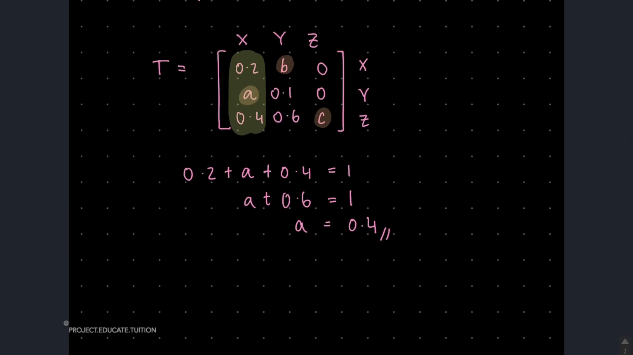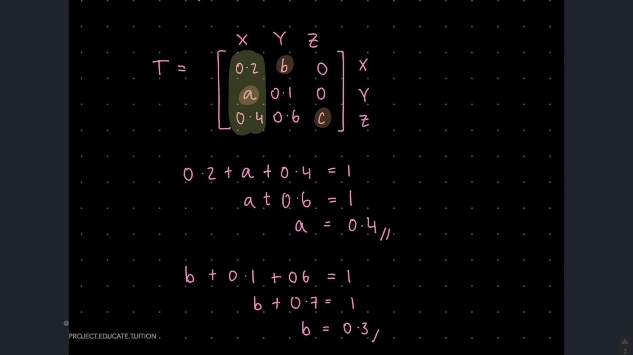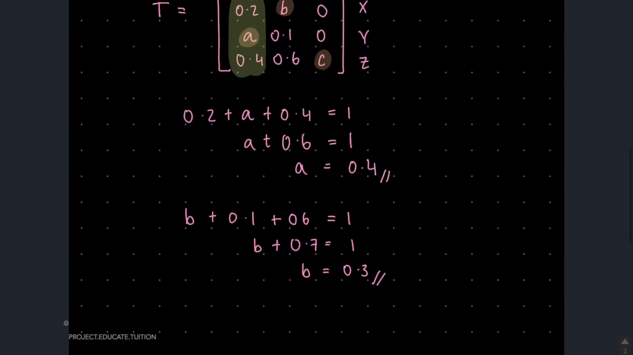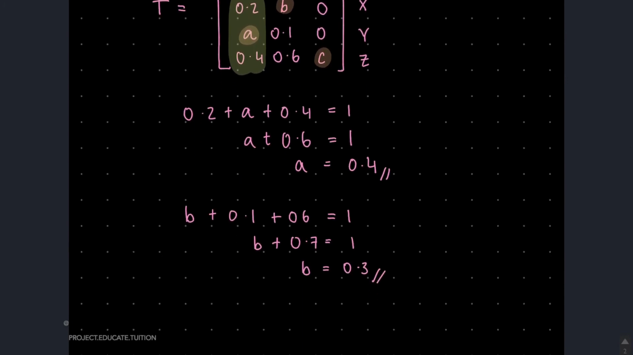Moving on to the Y column now. We've got B plus 0.1 plus 0.6 equals 1. Adding everything up, B plus 0.7 equals 1. When we solve, we find that B equals 0.3. And lastly, column Z. That's pretty easy. It's 0 plus 0 plus Z equals 1, and we know straight away that Z equals 1.